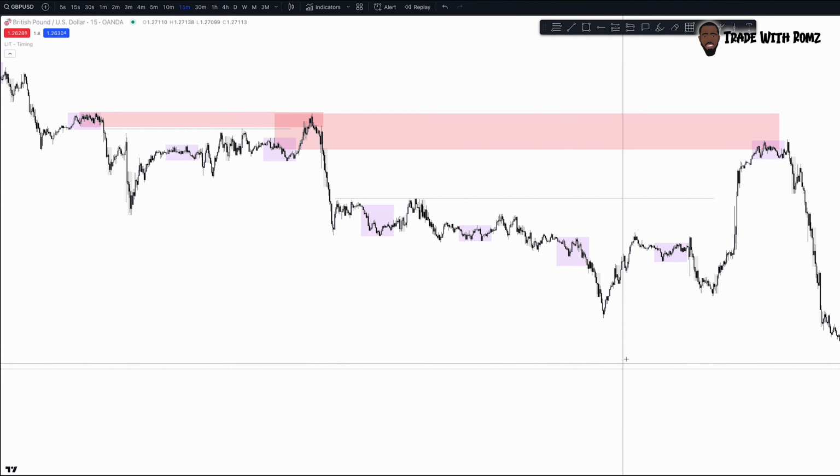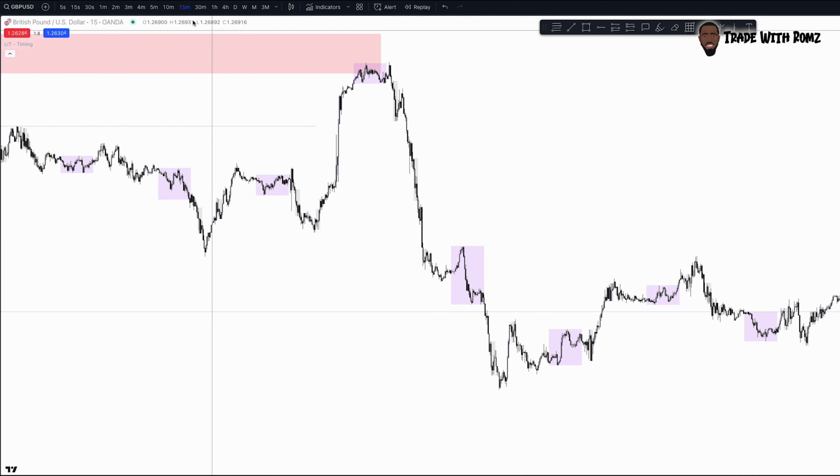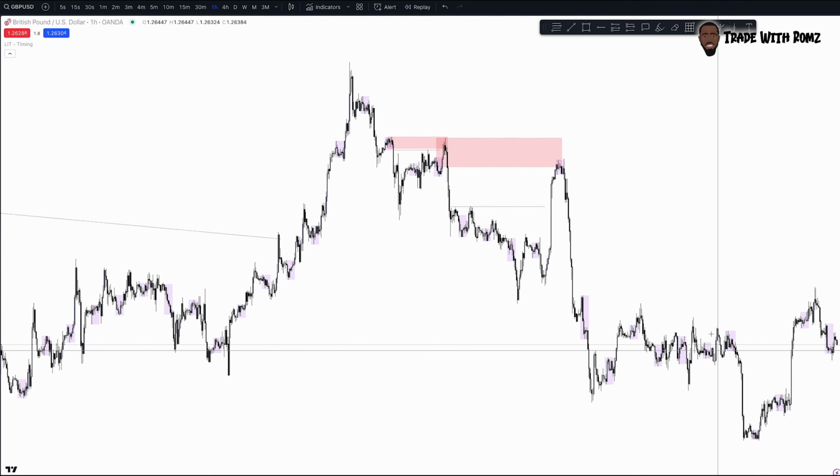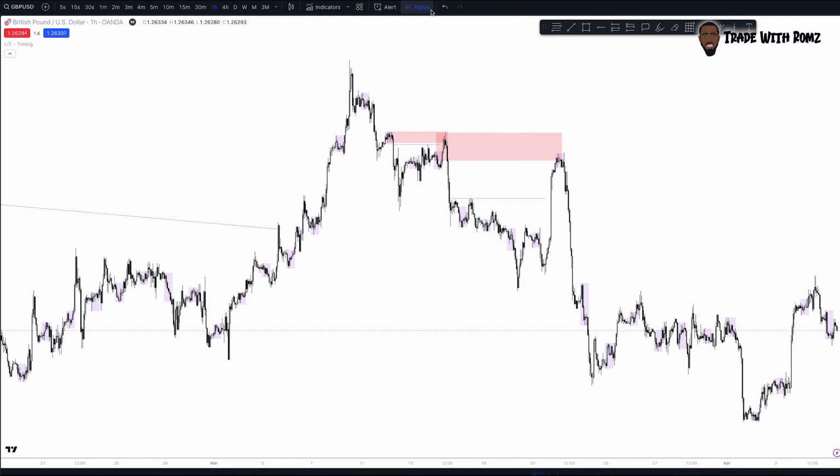But then we create new lows, and then we come back up, and what happens? It takes out these highs, mitigates this order block here, and then goes. And it happens time and time again. And I'm going to show you some price action just around here that's going to make this a lot more interesting and give you a bit more clarity on what I'm talking about.